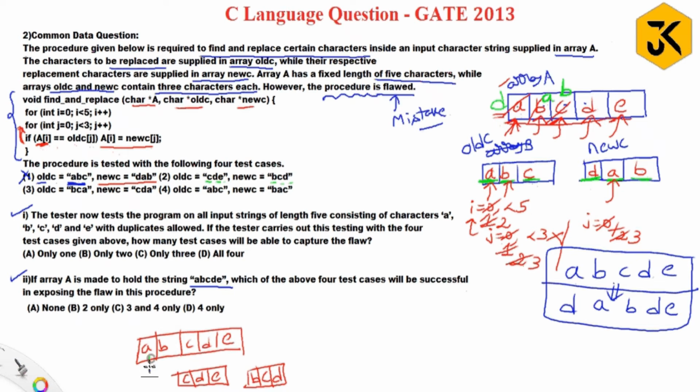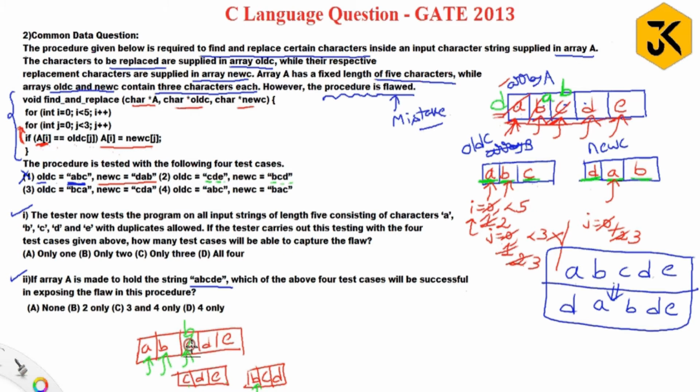So first I am going to take A. Match with C? No. A match with D? No. A match with E? No. So we don't need to replace. Then incremented to B. Guys, if you want, you can trace it out step by step. Is B double equal to C? No. B double equal to D? No. B double equal to E? No. Then incremented by 1. C double equal to C? Yes. When C double equal to C, you need to replace it with the corresponding character B.